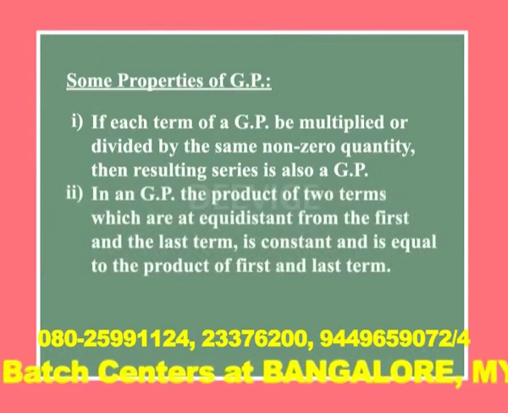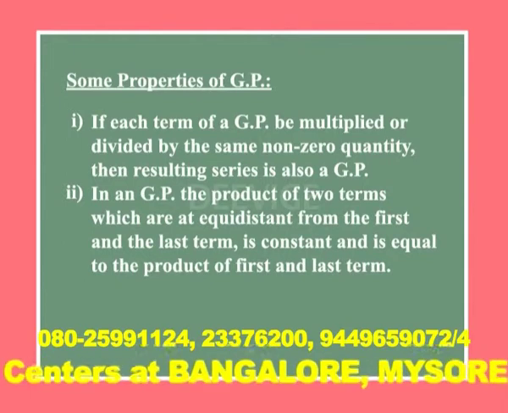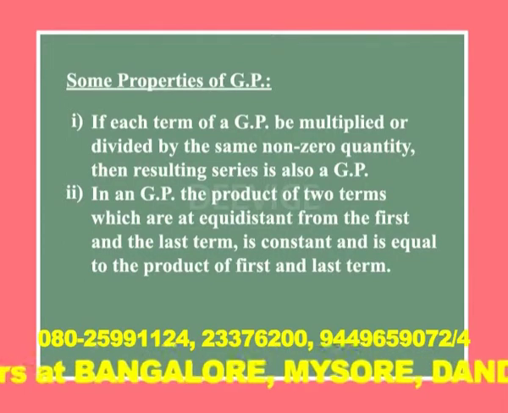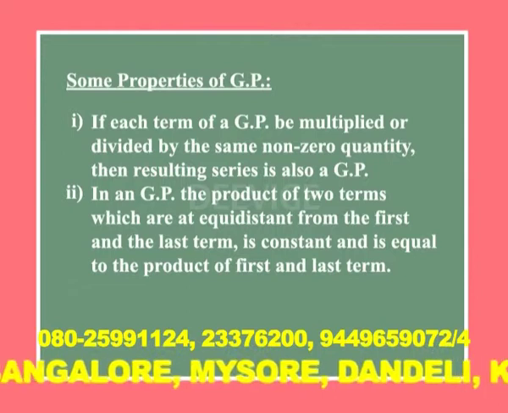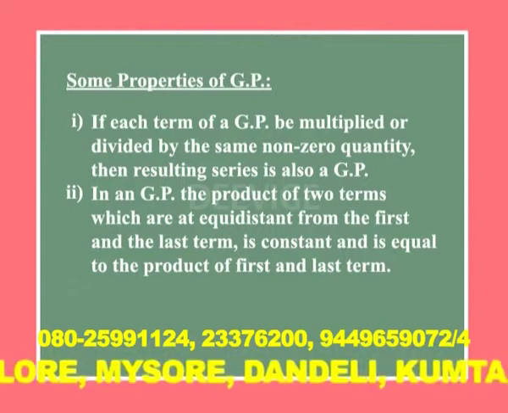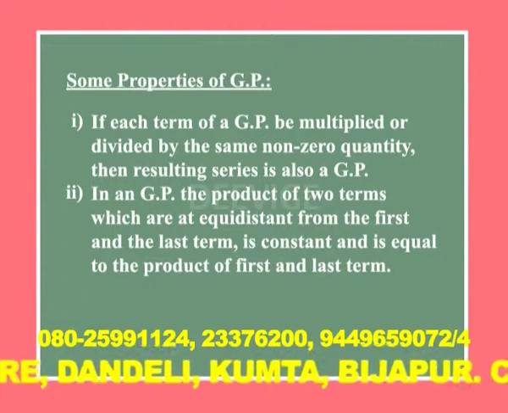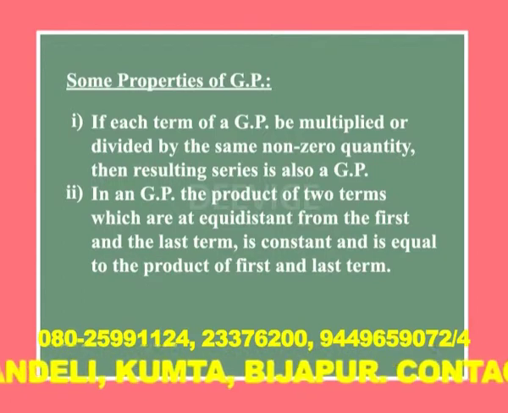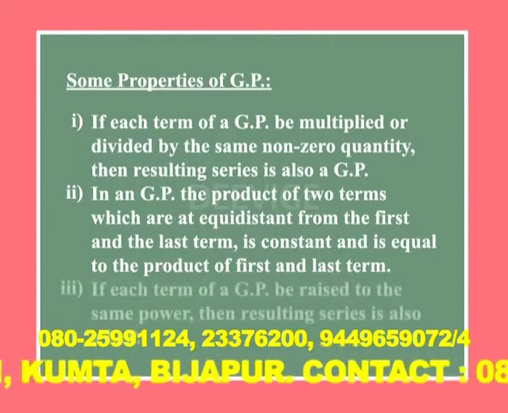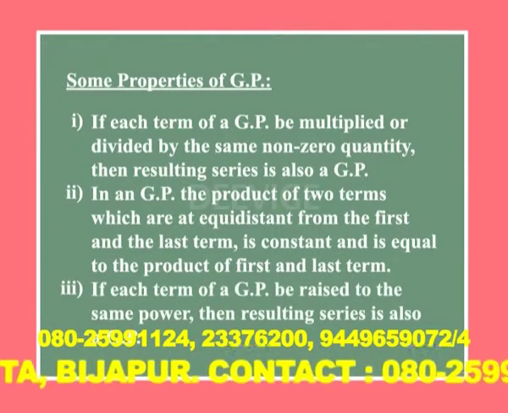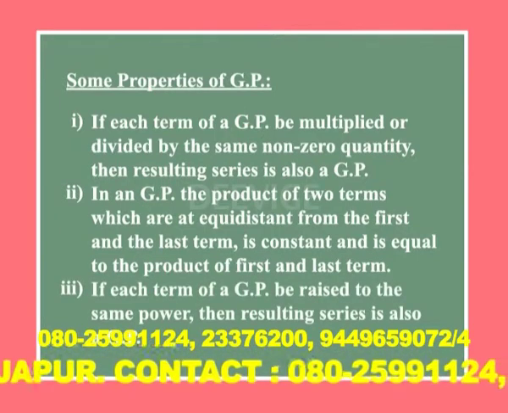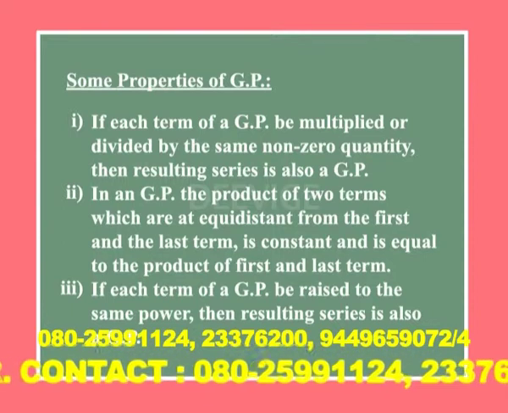In a GP, the product of two terms which are equidistant from first and last is constant and is equal to the product of first and last term. If each term of a GP is raised to the same power, then the resulting series is also a GP.